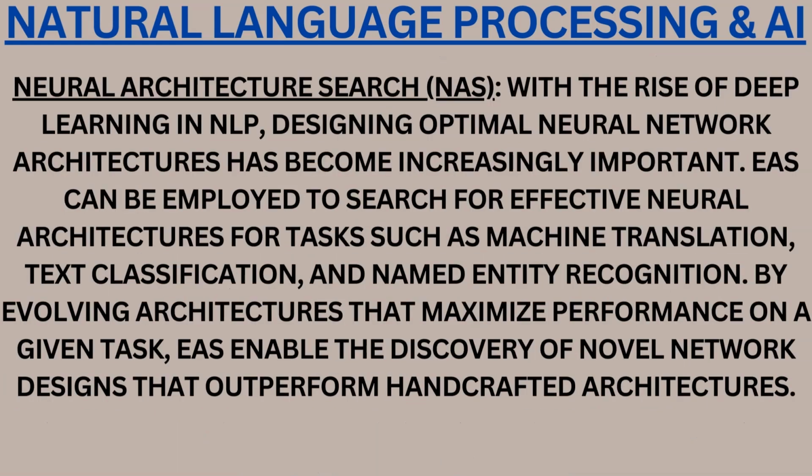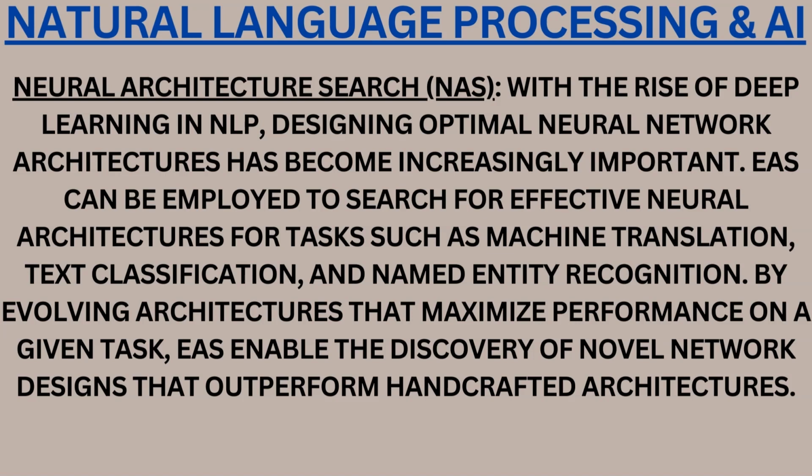Neural architecture search (NAS). With the rise of deep learning in natural language processing, designing optimal neural network architectures has become increasingly important. EAs can be employed to search for effective neural architectures for tasks such as machine translation, text classification, and named entity recognition. By evolving architectures that maximize performance on a given task, EAs enable the discovery of novel network designs that outperform handcrafted architectures.